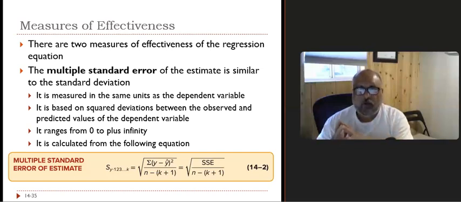The second key measure is the coefficient of multiple determination, R square. This indicates the percentage of variation in the dependent variable explained by the independent variables. It ranges from 0 to 1. And how do we interpret any given value? The higher the value, the closer to 1, the stronger the relationship.